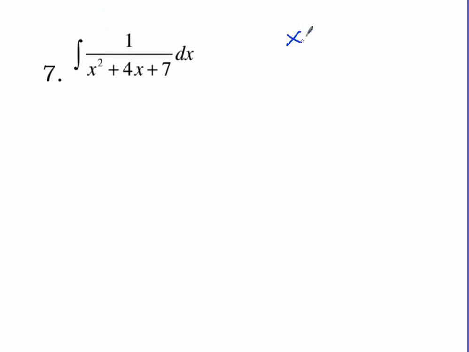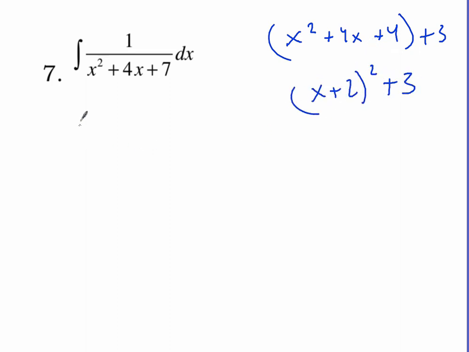So let's complete the square over here. So remember, completing the square involves writing this as, well, half this number squared is 4. So we need this, and I guess we have that if we split it like this, right? So I just split it like this, and this becomes x plus 2 squared plus 3. So this is the same as the integral of 1 over 3 plus x plus 2 squared.